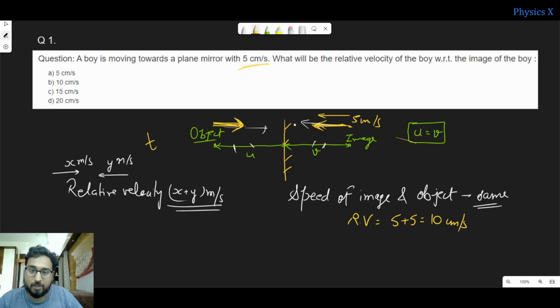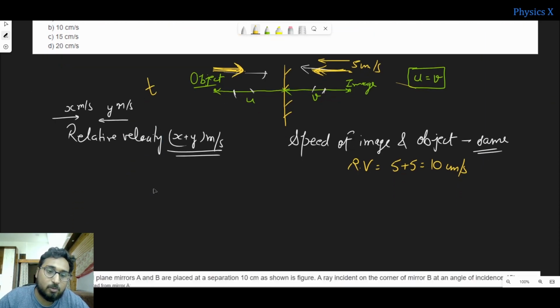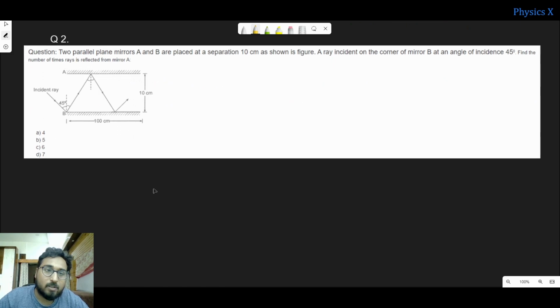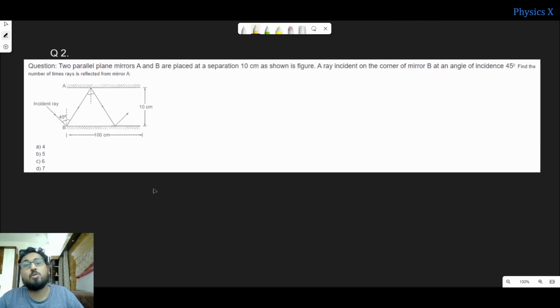Here we used the principle related to the plane mirror, that the distance of the object and the distance of the image from the mirror are both the same. Let us now move to the next question. The second question says that two plane mirrors A and B are placed at a separation of 10 centimeter. So this distance is 10 centimeter between these two mirrors.